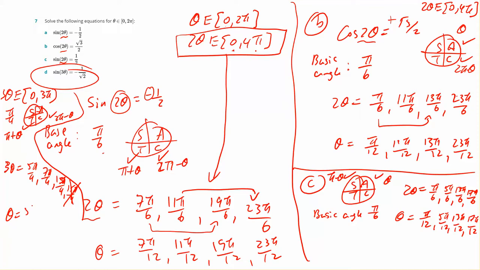So that's 5 pi on 12, 7 pi on 12, and was it 15 or 13? I don't remember. I think it's 13. Yeah, 13 pi on 12. And you're done, I'm pretty sure. Yeah, so that's how you approach that question. So hopefully that helps.